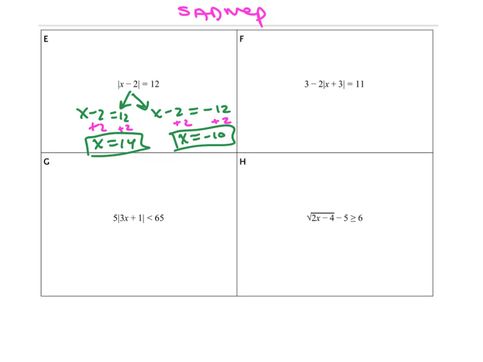All right, so this has a little bit more. First I'm going to get rid of the 3. So I have negative 2 times the absolute value of x plus 3 equals 8.